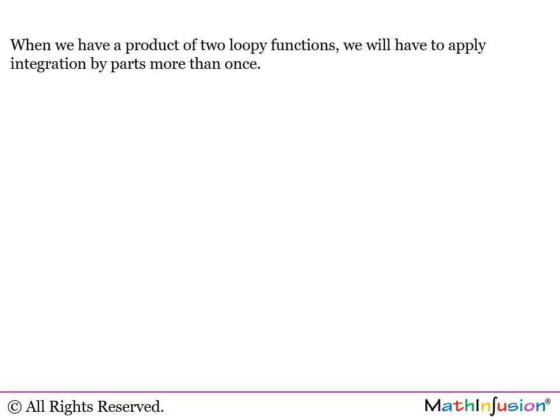When we have a product of two loopy functions, we will have to apply integration by parts more than once. So this is a really interesting case. We have already seen that sine x is loopy. Obviously cosine x is also loopy, but even more loopy than everything is e to the x.